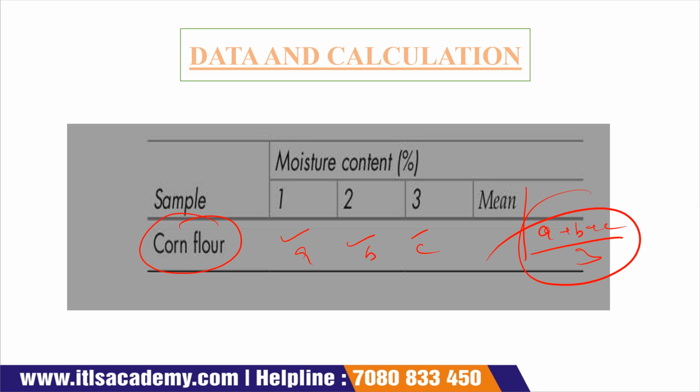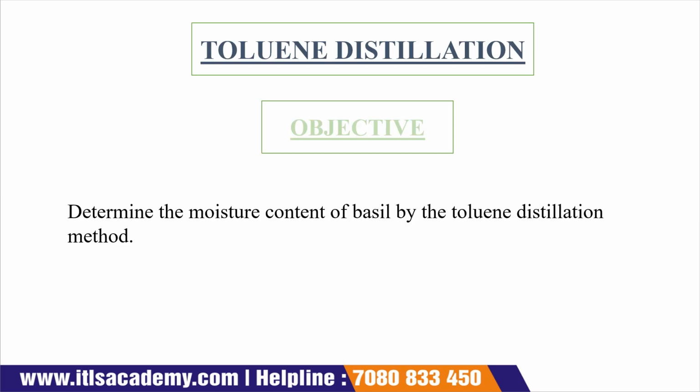Now the next one is your Toluene distillation. Now what should we do? We determine the moisture content in basil with the help of the Toluene distillation method. We already discussed the microwave drying oven method and the rapid moisture analyzer, and now we are going to discuss the Toluene distillation method for the determination of moisture content. Now here the sample is what? Here the sample is basil.